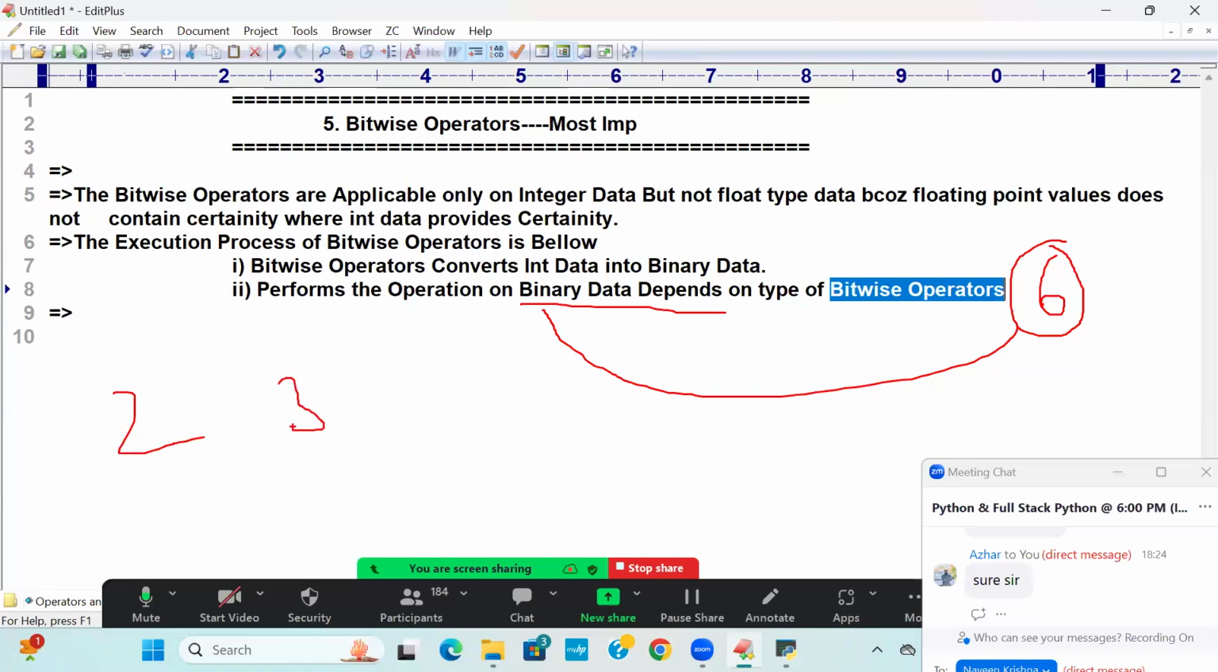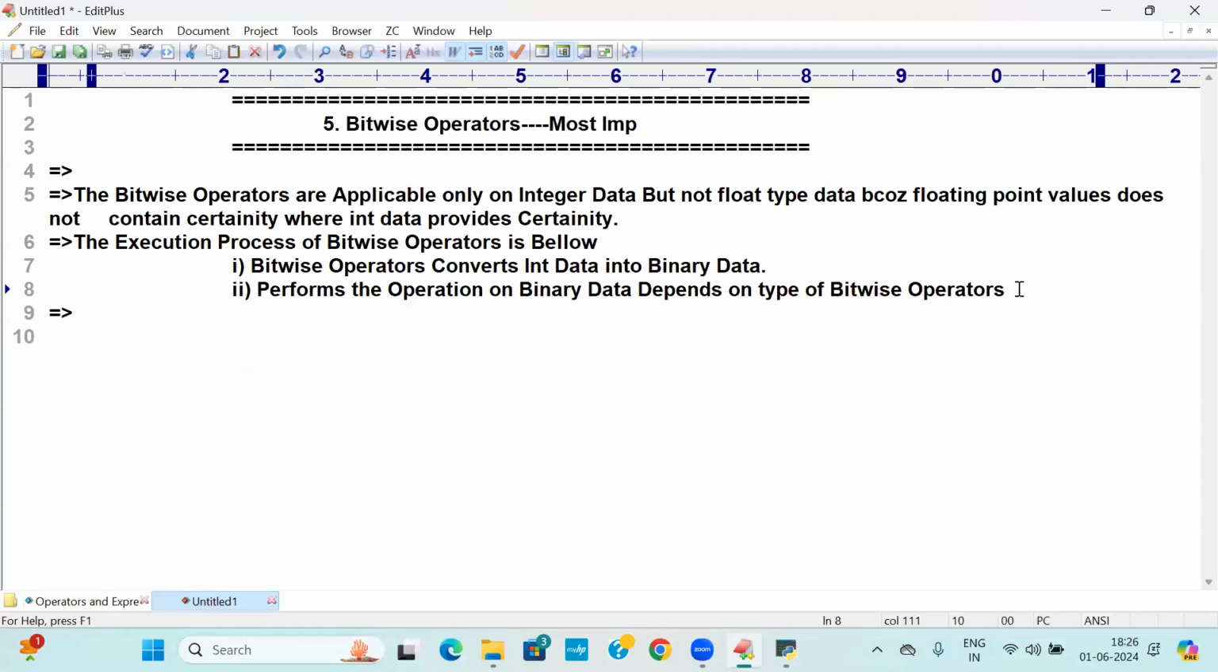Suppose 2, 3 is there. What is the result? You cannot say. If I say plus, you will say 5. If I don't write the operation name, you cannot say. If I say minus, you will say -1. If I say double slash, you will say some answer. If I say single slash, you will say some other answer. Like that, I will write here what operation: one bitwise operator. That is what I am saying. It performs the operation on binary data, depending on the type of operator.